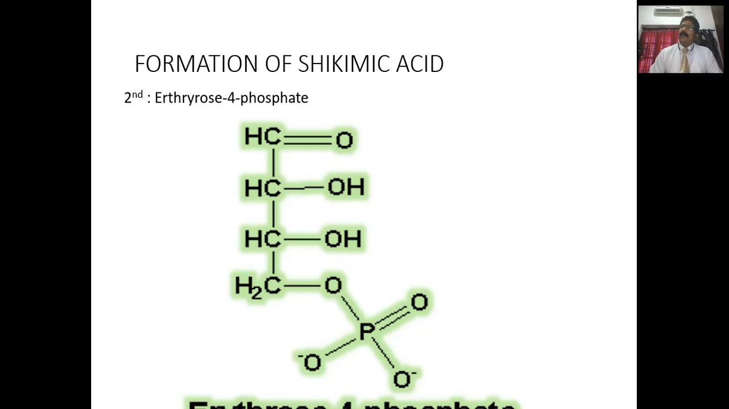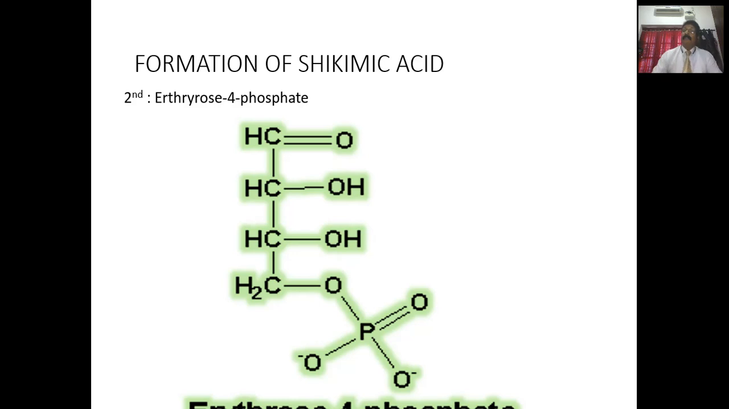How many carbon atoms are present in pyruvic acid? It has 3 carbon atoms. How many carbon atoms are present in this slide which I am showing, that erythrose 4-phosphate? It has 4 carbon atoms. So when these two join by means of an enzymatic action, how many carbon atoms will be produced in the intermediate, the next product? It will have 7 carbon atoms.